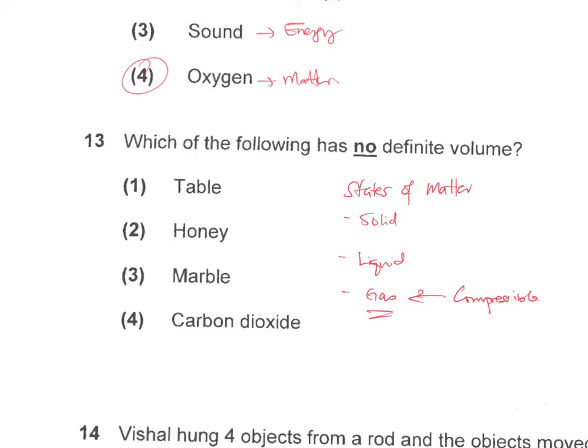So in this case, we have 4 options. Option 1 is table. Table is a solid, so it definitely has a definite volume. Honey is liquid, so definite volume as well. Marble is solid, so also definite volume. Carbon dioxide is a gas. We breathe out carbon dioxide. Carbon dioxide is found in the air, so we know that air is a gas, and therefore carbon dioxide has no definite volume. Answer is 4.